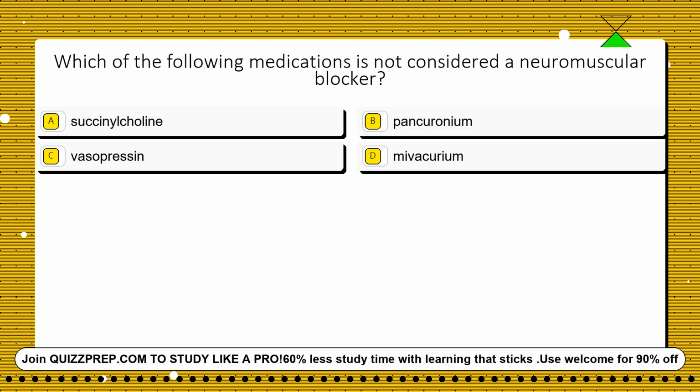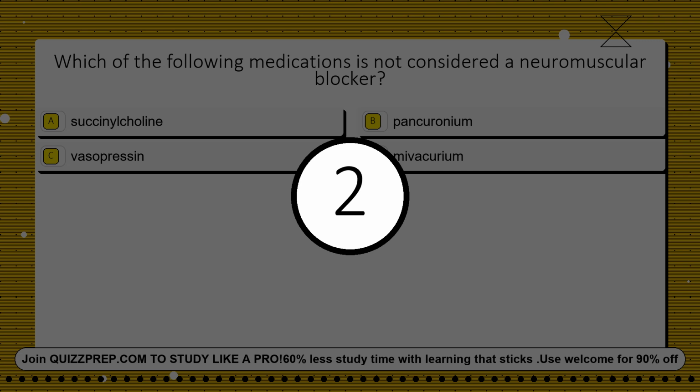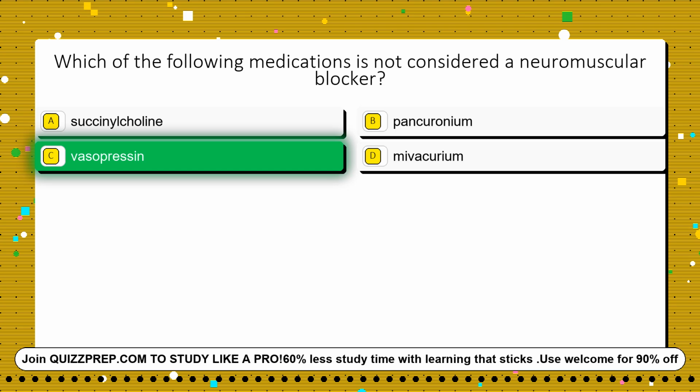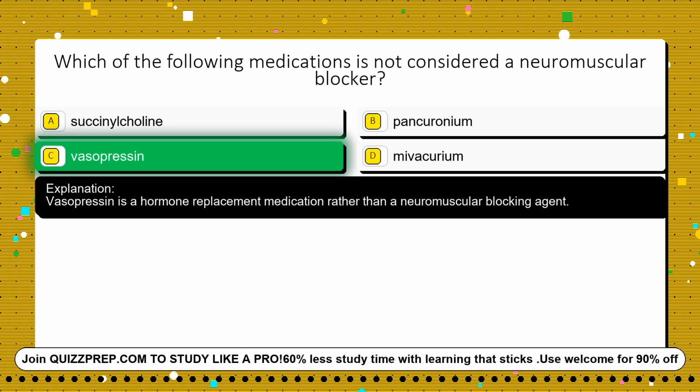Question 88. Which of the following medications is not considered a neuromuscular blocker? Option A, succinylcholine. Option B, pancuronium. Option C, vasopressin. Option D, mivacurium. The correct answer is option C, vasopressin. Vasopressin is a hormone replacement medication rather than a neuromuscular blocking agent.